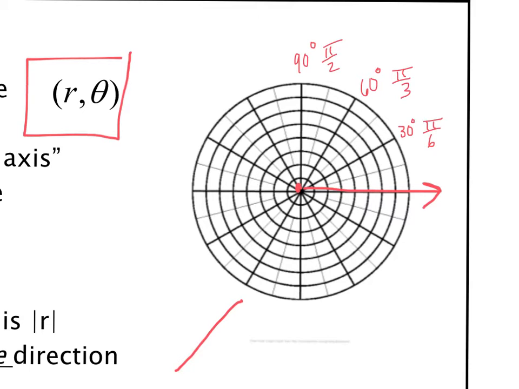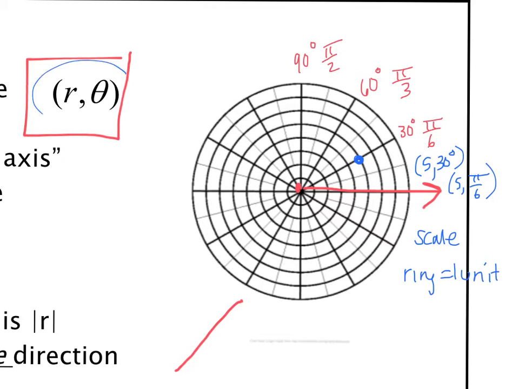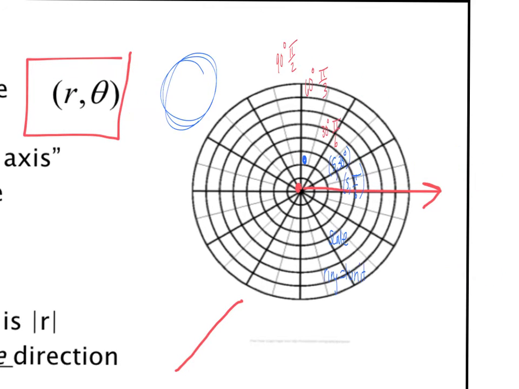So if I were to take a look at the point that is located right here, this point is 1, 2, 3, 4, 5 rings out from the center. So if on this graph, my scale was that one ring equals 1 unit, then I could say that this point right here in blue could be represented by 5, 30 degrees. I could also say that this point is 5, pi sixths. So every point that we look at is going to be of the form r, theta.